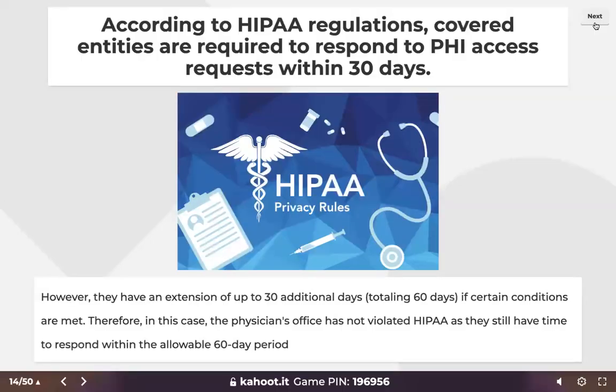According to HIPAA, this is actually just more information, but according to HIPAA regulation, covered entities are required to respond to PHI access requests within 30 days. However, there can be an extension of up to 30 additional days if certain conditions are met. Therefore, in this case, the physician's office did not violate HIPAA, and they still had time within the 60 days. Okay, so 30, but then there are some loopholes there, okay? Just some information for you guys.